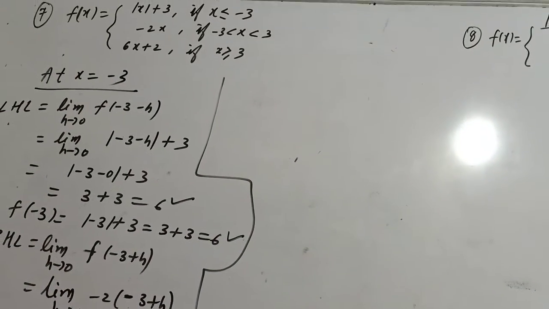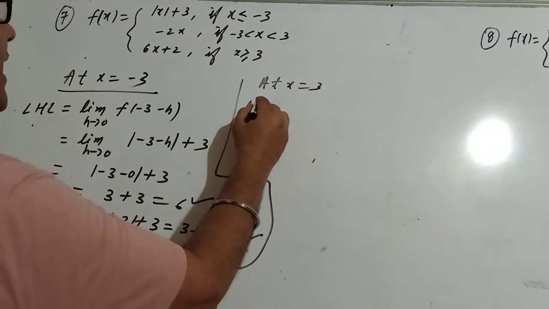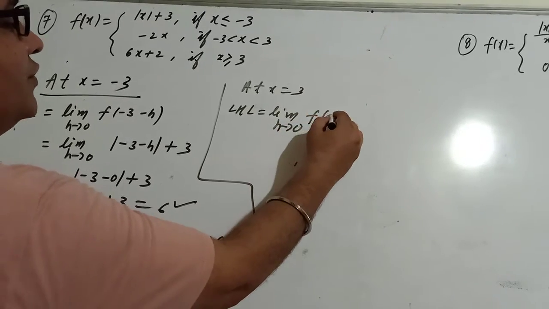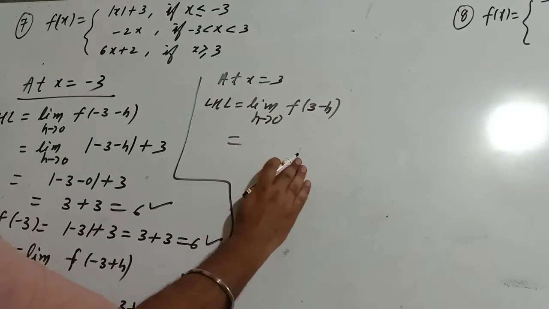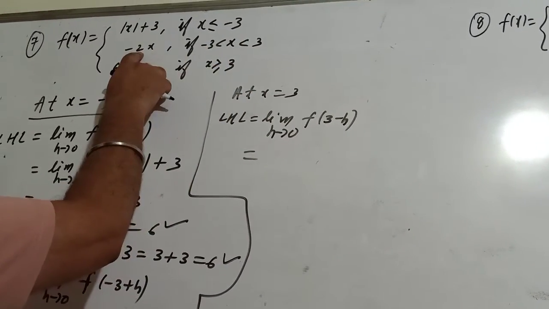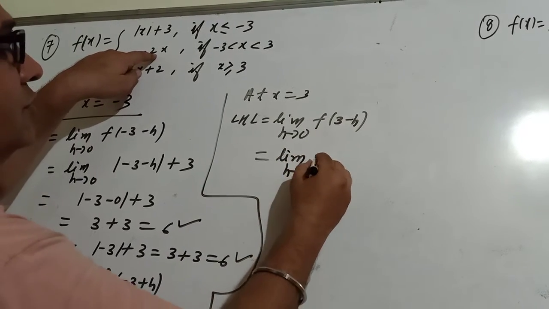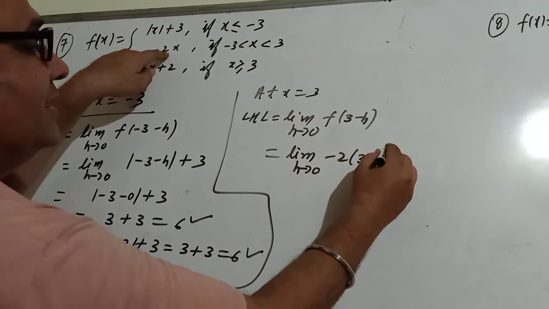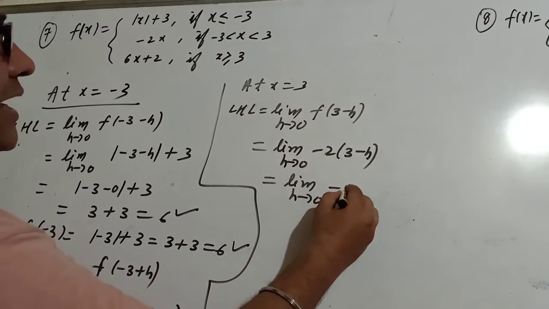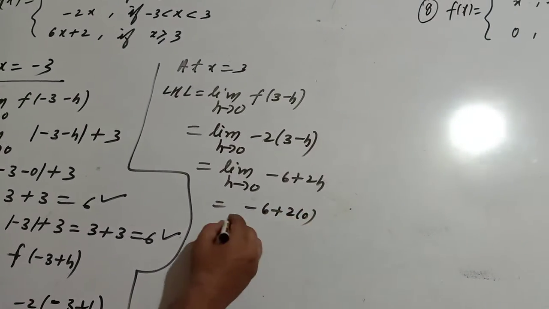at x equal to 3. At x equal to 3, we'll find LHL. Limit h tends to 0, f of 3 minus h. 3 minus h means less than 3. Less than 3, this function will be taken, minus 2 into x. So limit h tends to 0, minus 2 into 3 minus h. So this is limit h tends to 0, minus 6 plus 2h. So this is minus 6 plus 2 into 0.